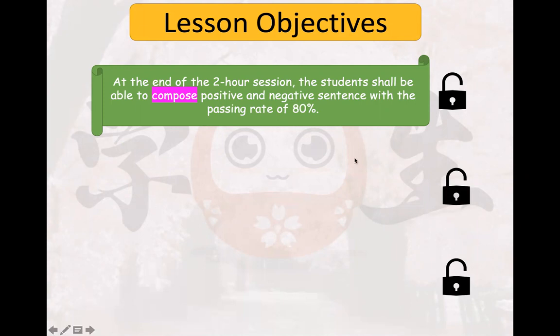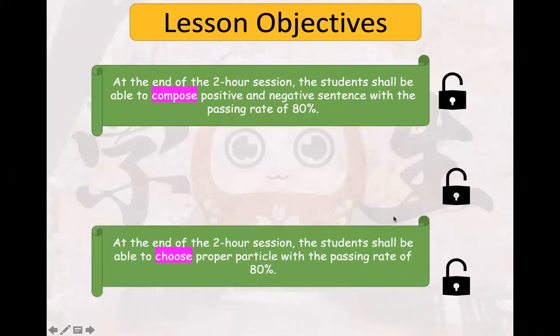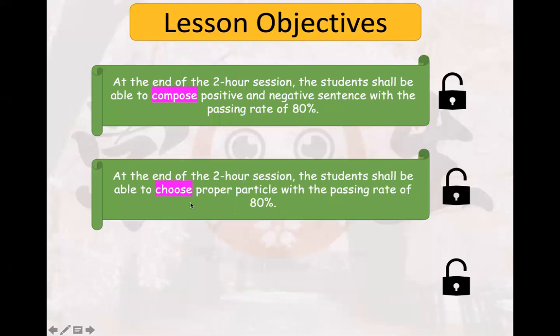So dahil ang lesson na ito talks about declarative sentences, matututunan natin kung paano mag-compose ng positive and negative sentences. The second one is for you to be able to choose proper particles with a passing rate again of 80%. So sa Japanese, masyadong maraming particles and it is imperative for us to understand the use of each. Dahil medyo nakakalito ang particles dahil ito ay prepositions or postpositions in English language. So it is fair and just na isa-isahin natin ang gamit ng bawat particles.